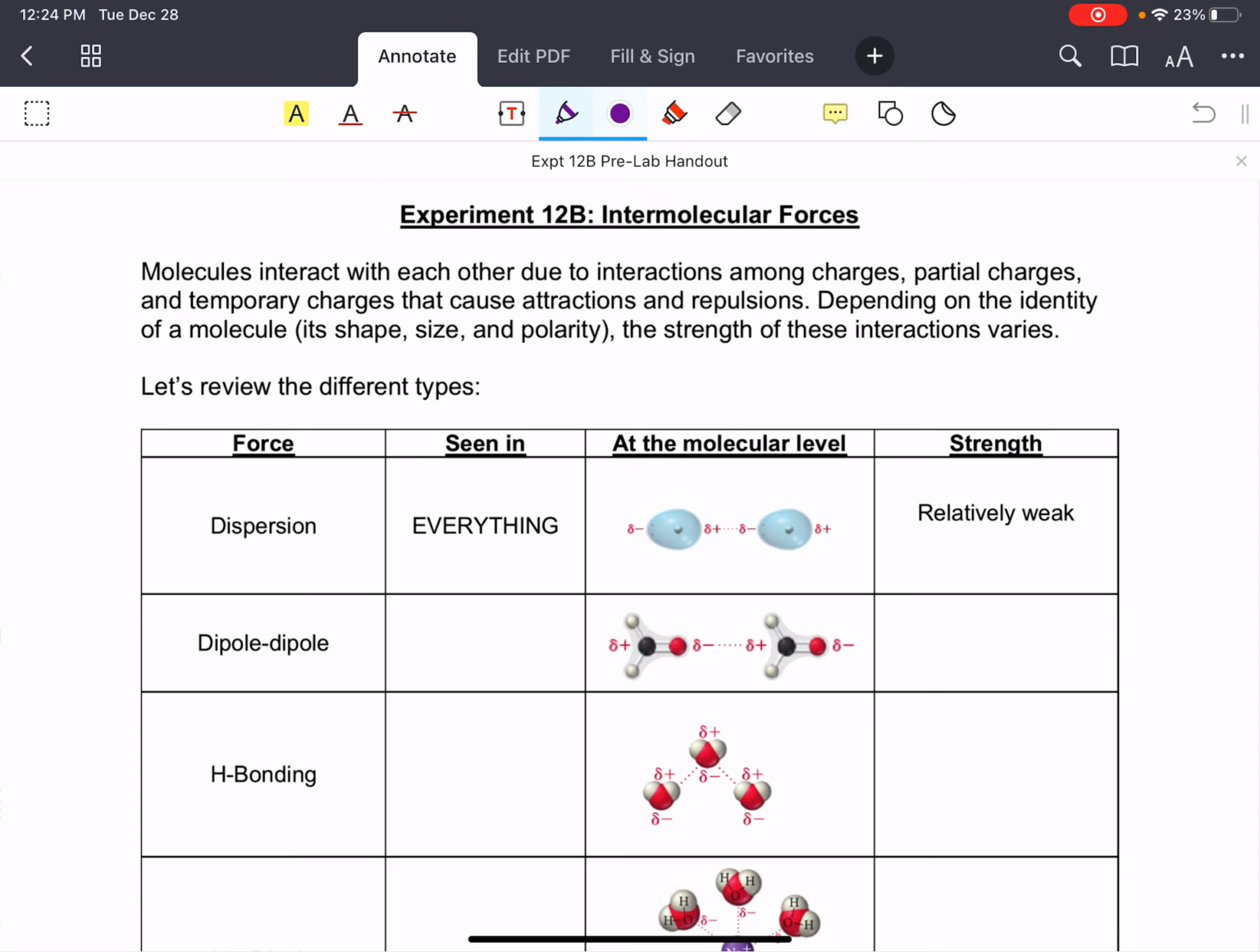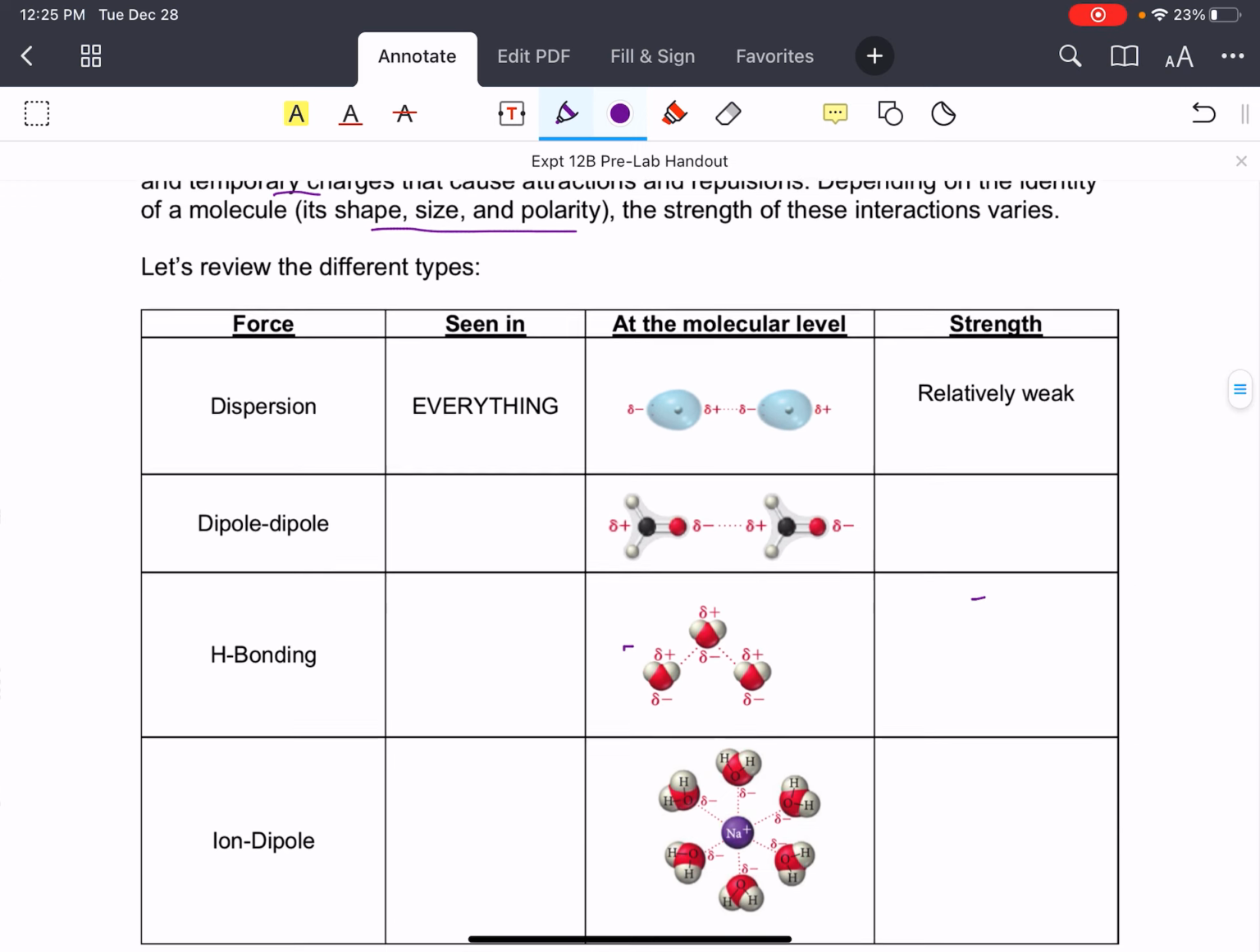Well, we know that most of the time this happens because protons and electrons make up the molecules, and they're oppositely charged, so they're attracted to each other. How attracted they are depends on the molecule itself and whether it contains partial charges or temporary charges, and really thinking about the size, shape, and polarity of a molecule. So let's review the different intermolecular forces.